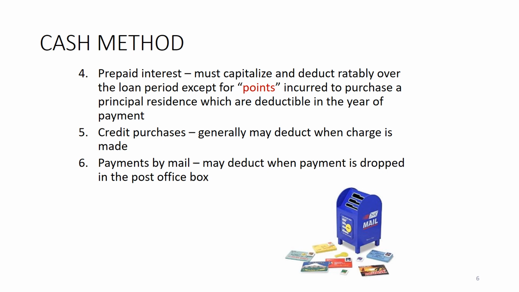Some other points, we mentioned points earlier when we were discussing interest on homes. If points are incurred for anything other than a principal residence, they would have to be capitalized and then amortized over the loan period. Credit purchases, you're generally going to deduct them when they're made on your charge card because you're liable. It's like a loan. If you drop something in the mailbox, you deduct it when it's actually dropped in the mailbox, even though you know it's not going to be delivered right away.